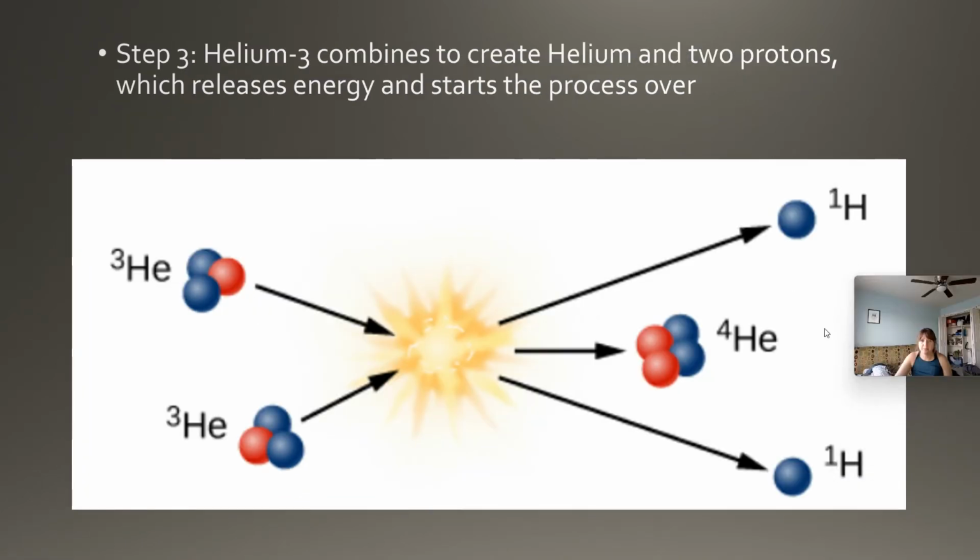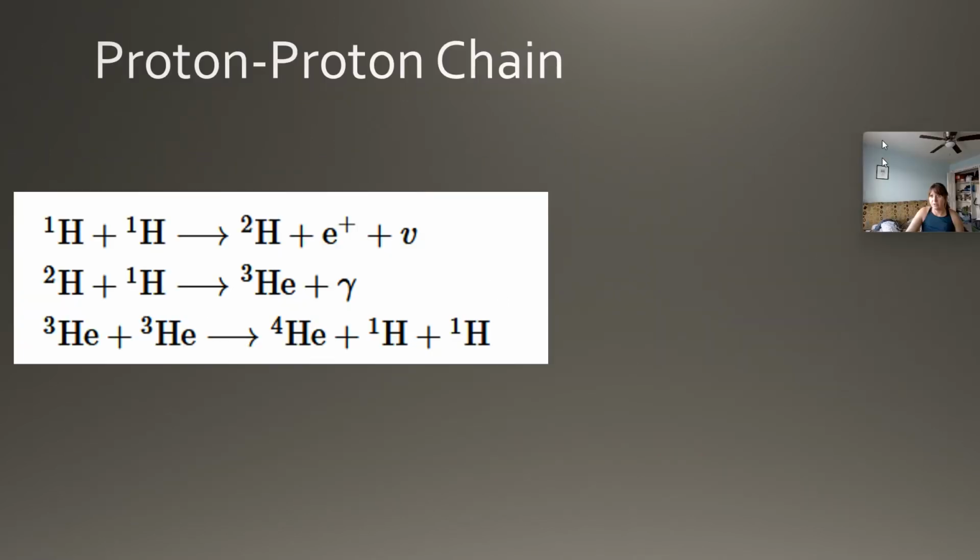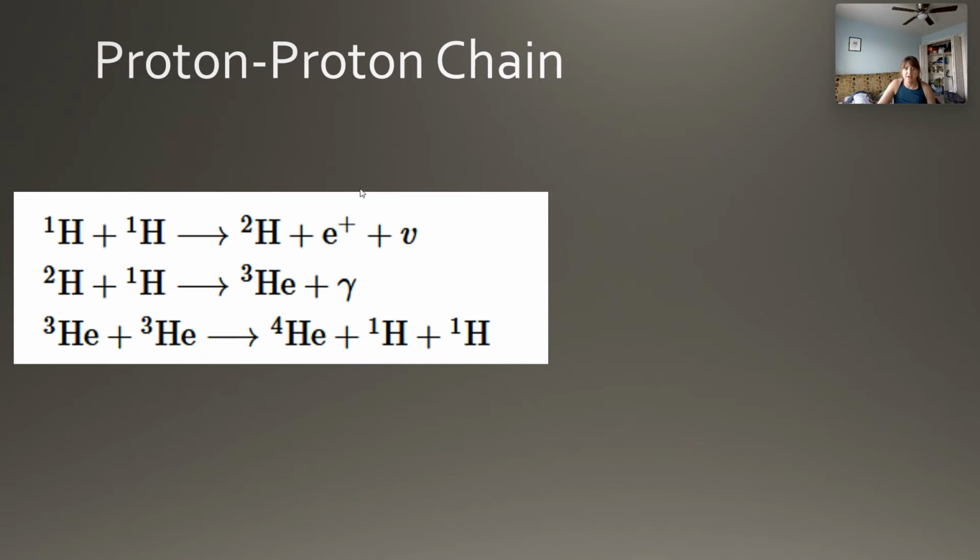And then the third step in this cycle here is two helium-3 nuclei coming together and creating a stable helium nucleus, which is two protons and two neutrons. And then there are two protons at the end of this cycle that are a product and can then start over this cycle. So this is called the proton-proton chain. Here are those same steps written out in more of a chemical or a chemistry way.